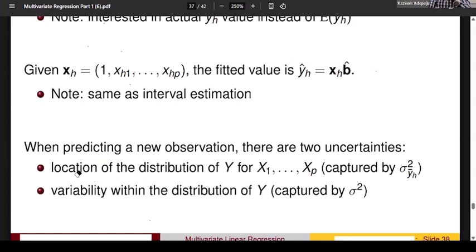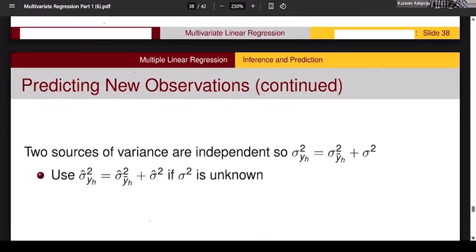Now, why do we have it that way? Because I can decompose the variance. You can see here, what do you see? Sigma squared y-hat, before, what do you see?